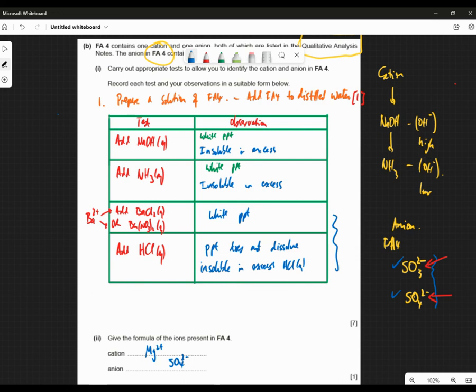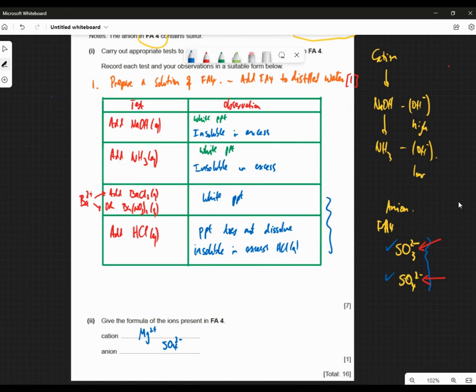All right. So there you go. And look at the table. It's not very complicated. Lots of you overcomplicated the table. Make it simple. It's very simple. Use the analysis sheet. All right, I'm going to stop it there.